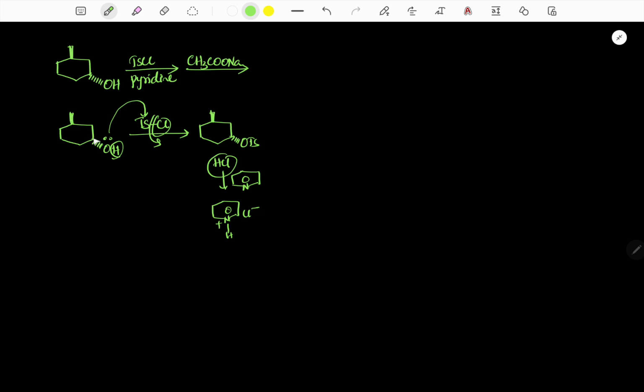Now if I focus on the chiral center, the stereo is not changed, below the plane OH, below the plane OTs. Therefore it is retention in configuration. So the chiral center stereochemistry is not changing.